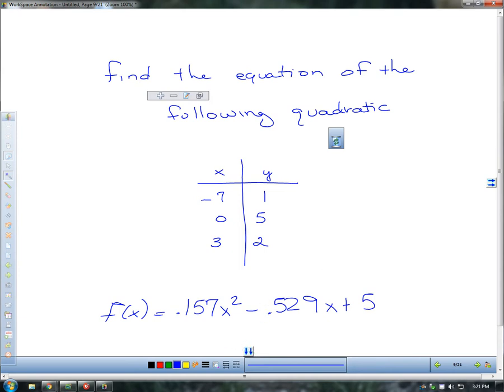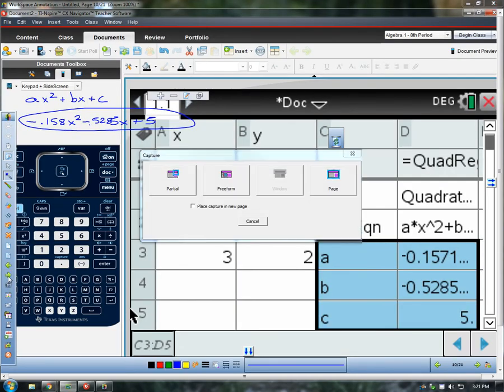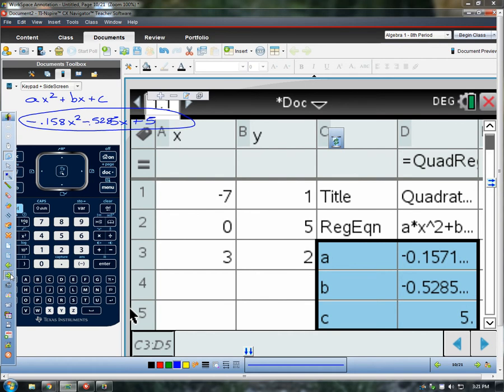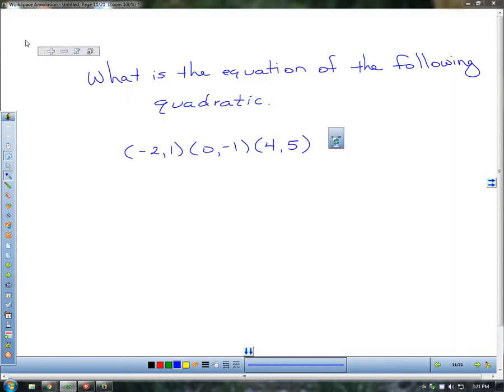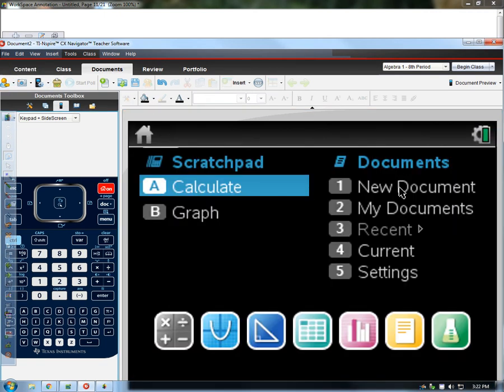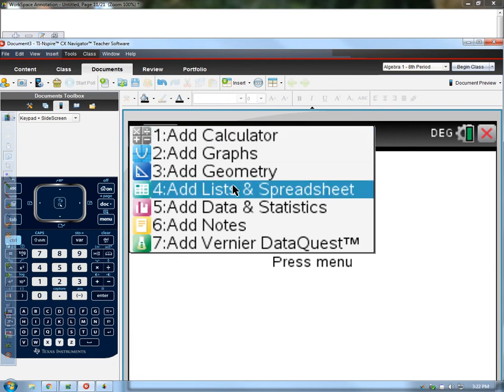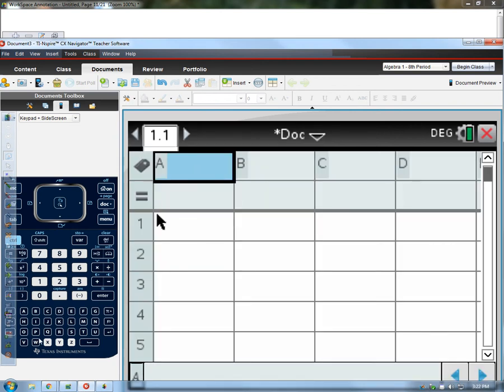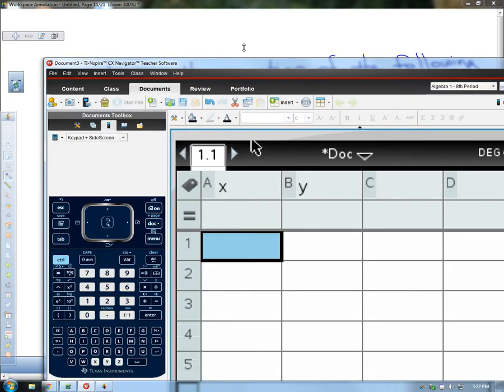Okay? Now, moving on to my next problem, which is the same thing. I gave you a list of points. I have to give you at least 3 if we're doing quadratic. So all I would do is I would take my calculator and I would start a new document. I would go to List and Spreadsheet, type in my x, type in my y, and then I would type in my points.